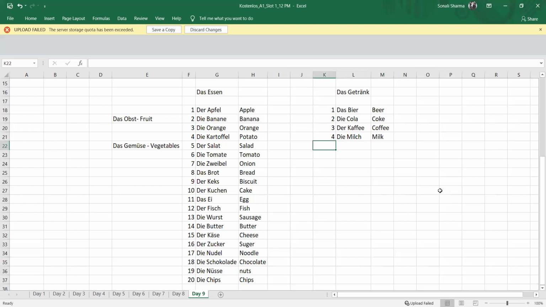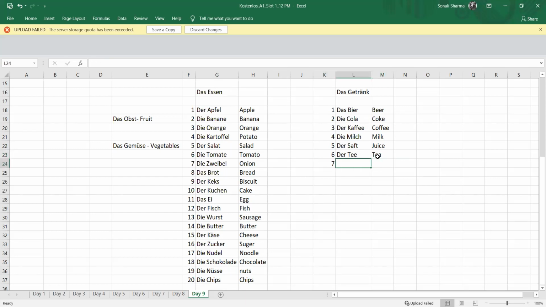Milch is milk. Next is Nummer 5, der Saft. Der Saft, which is juice. Next is Nummer 6, der Tee. Tee, Kaffee, both have the same article, der. So der Tee is tea.